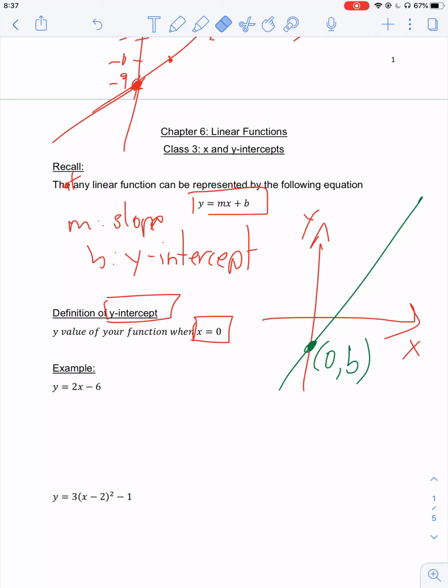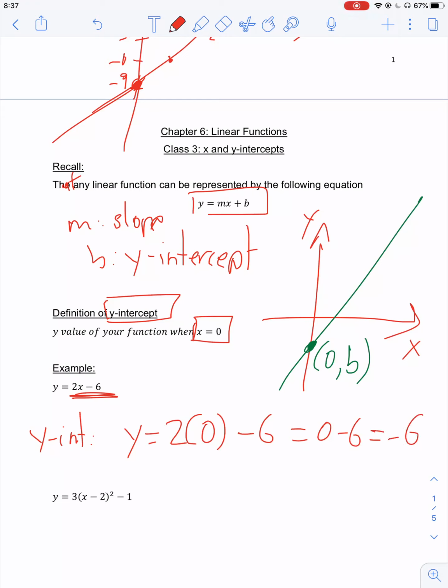Okay, so by inspection, you know what the y-intercept is, but by definition, how do you find this? Okay, so this is how you find the y-intercept. So y-intercept is given by y is equal to, just replace, right? So in this equation, I'm going to replace x by 0. So 2 times 0 is 0. 0 minus 6 will give me minus 6, okay?